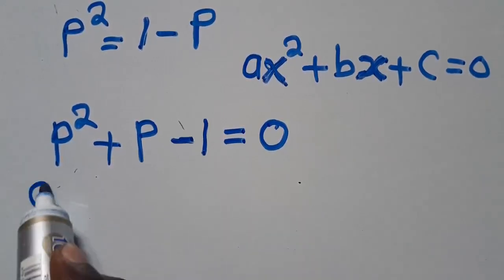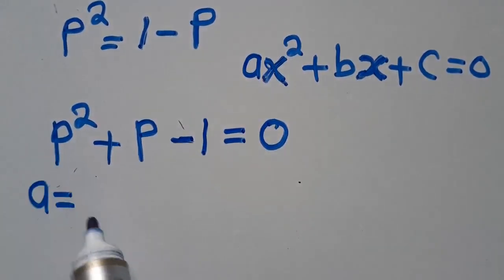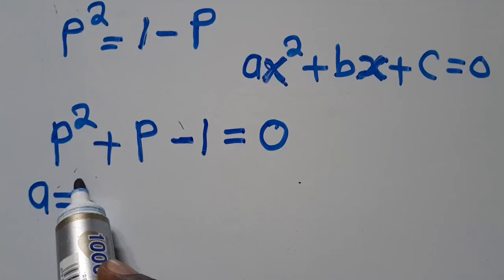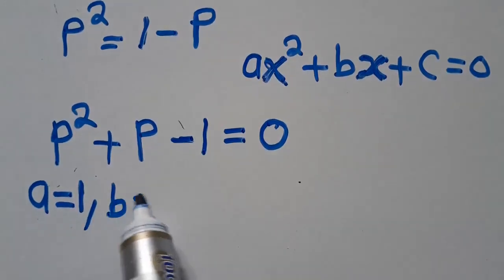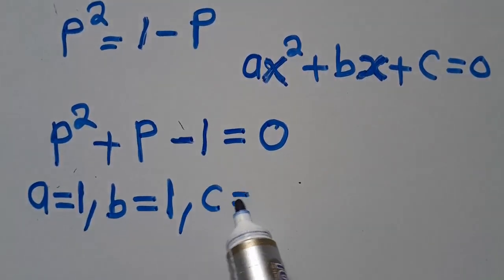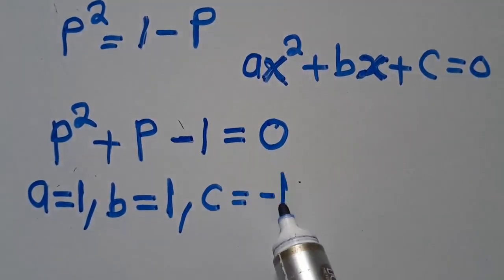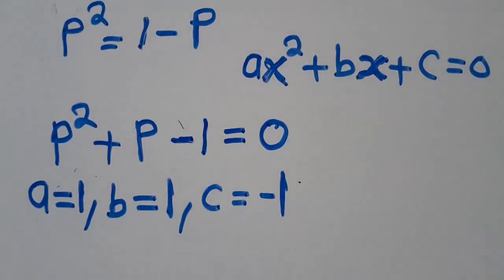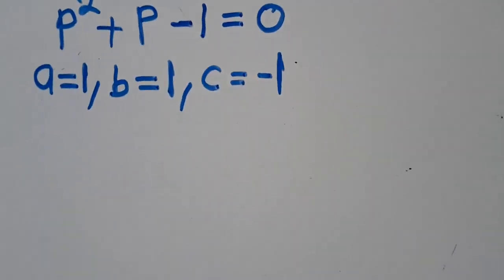What is our A now? This one having a square: 1. What is our B? Also 1. What is our C? Our C is negative 1. So these are the procedures that you needed to do. From here, once you are done with this, you just need to write the formula. Let's write the formula now.